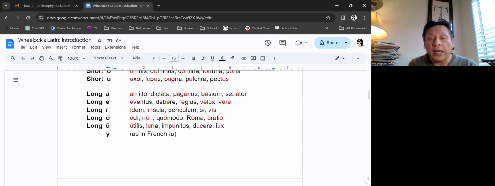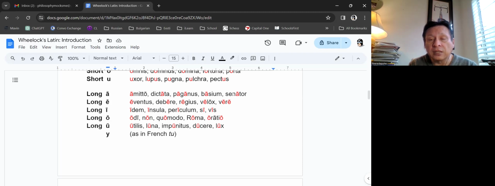Velox. What does velox mean? Reloj. Veloz. Oh, it means fast. In Spanish, the word for fast or quick is veloz. In Latin, it's velox.